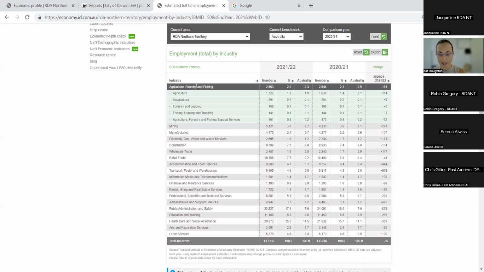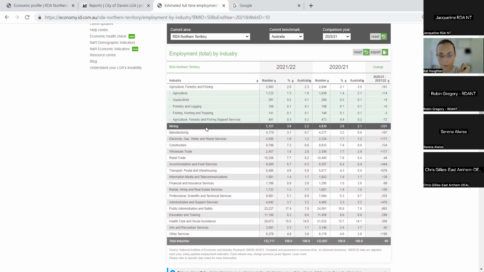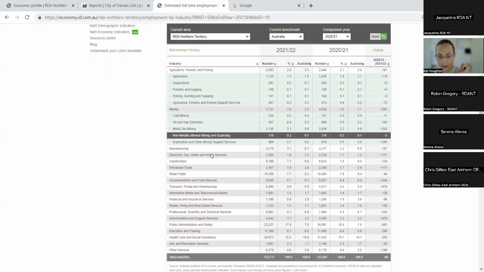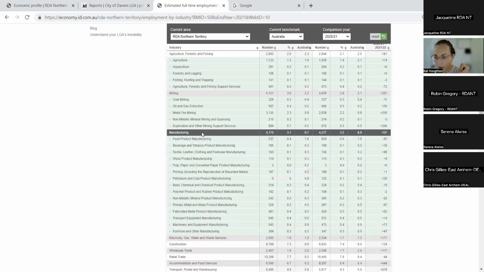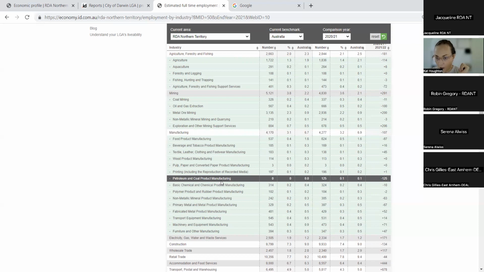So that's happening across the board. We are seeing growth because of the value of product, but we have seen very much falls in terms of jobs in those particular sectors. And that's basically due to not being able to access international workers and things like that. But we can see, take out ag, we're not going too bad. We've got our mining here, has had some growth. Declines in manufacturing, food product manufacturing relates back to that ag sector as well. Petroleum and coal product manufacturing declines.